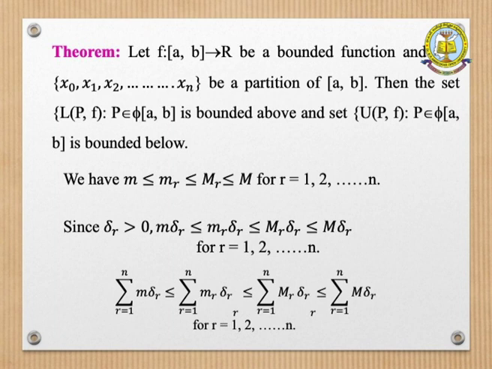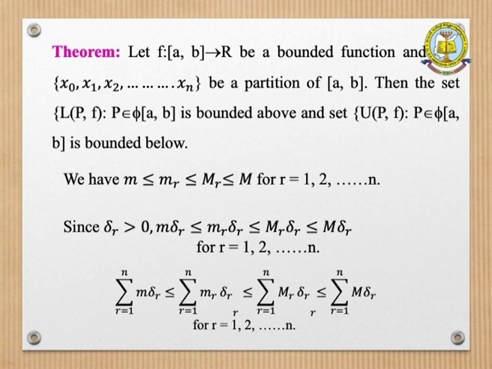Here you are taking all the points small mr, capital Mr between small m and capital M. Why? Because small m is the infimum and capital M is the supremum of the function f in the interval [a, b]. So, what does it follow? You have m less than or equal to small mr less than or equal to capital Mr less than or equal to M. Is that clear?